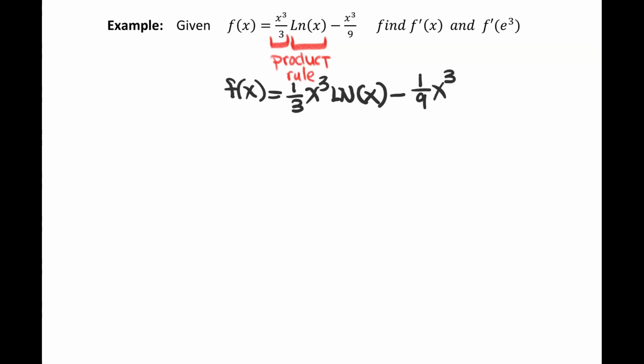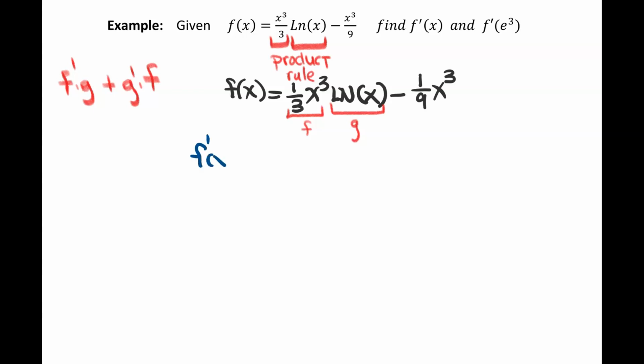Okay, so our product rule. So I think of our product rule this way. It's f prime times g plus our g prime times f. And on my function, this is my first function, f, and this is my second function, g. So I'm going to follow the product rule. All right, so here it goes.